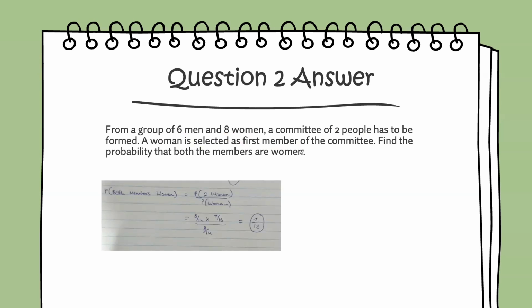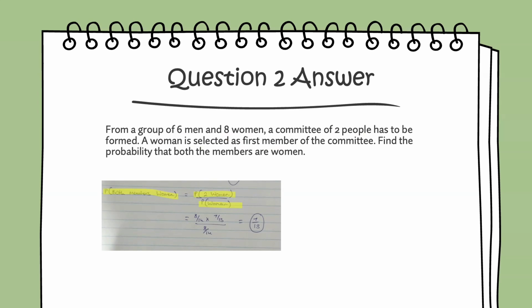So it's the same sort of formula, the same sort of concept. I've just sorted out my working out in a bit of a different way. So the probability of getting both members women is the same as the probability of getting 2 women, or the probability of getting a woman and a woman, over the probability of just getting a woman, right? It's a bit more confusing in the way I've sorted it out, but the overall formula is still the same. It's the probability of A and B over the probability of B, right?